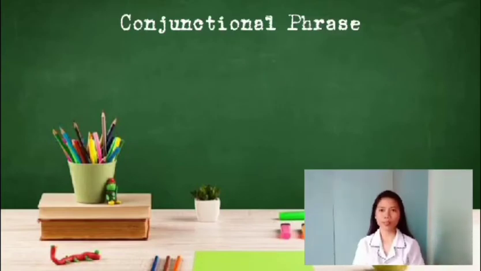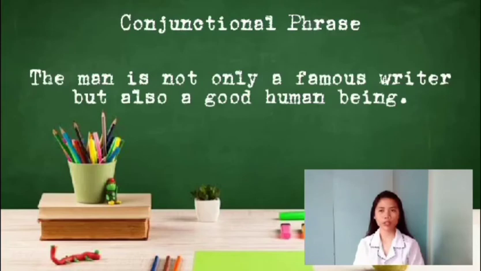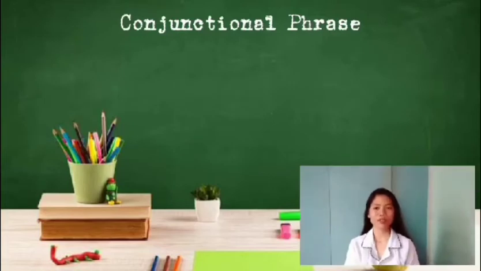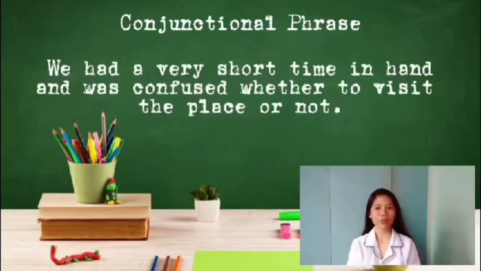Another example is, the man is not only a famous writer, but also a good human being. Two conjunctional phrases are used, not only and but also. Remember the function of the conjunction? It combines multiple clauses or sentences. Same is true for the last example. We had a very short time in hand and was confused whether to visit the place or not. And the conjunctions or the conjunctional phrases used are and, whether or.